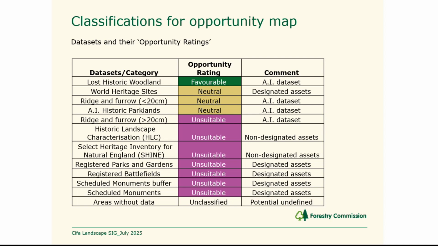We have SHINE inventory in there with those authorities that have shared that with us, and then the registered designated assets, so registered parks and gardens, battlefields, scheduled monuments, and buffers. And then we have a grey area. We have 2 grey areas, those areas without data. Now, we haven't said they're suitable because, as we know, evidence of absence is not absence of evidence. So we've put those as grey, basically because we don't have the data.